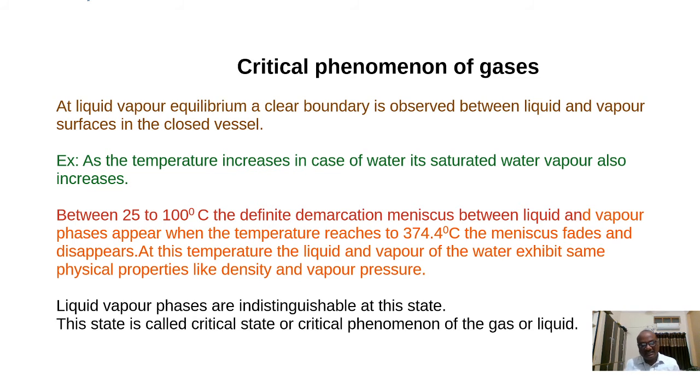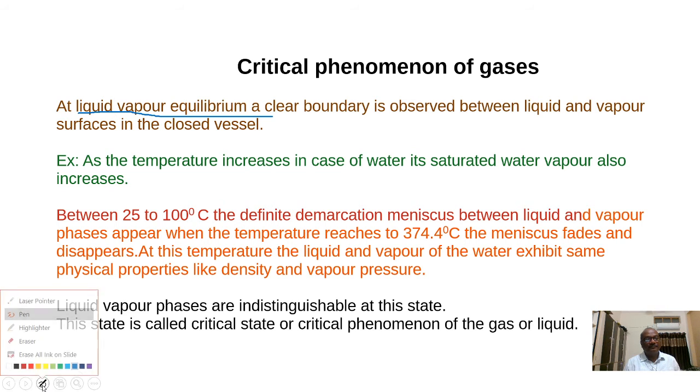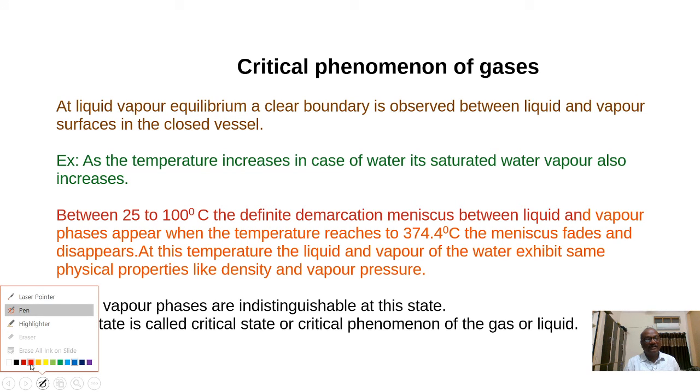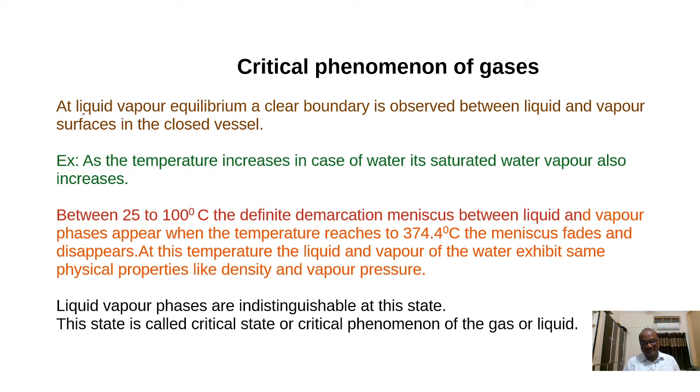And the air is, let's say, evacuated. Under that condition, what happens? The liquid will vaporize, and the vapors of the liquid will fill the space above the liquid surface. Then the liquid vapor equilibrium will exist. After some time, we can see liquid vapor equilibrium, when the rate of evaporation becomes equal to the rate of condensation. Under that condition, we can see the formation of equilibrium between liquid and vapor.